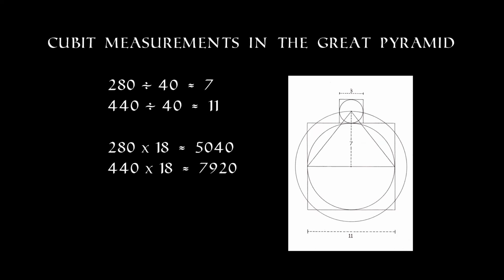If we take the number 440 and we multiply that by 18, then we get 7,920, which is the mean diameter of Earth in miles. So that's this distance here.